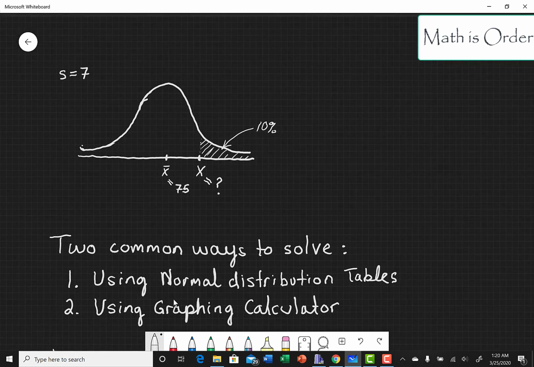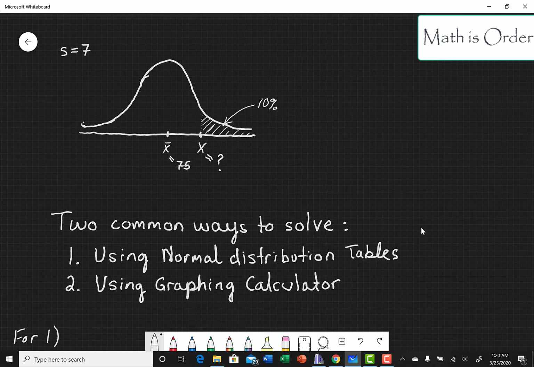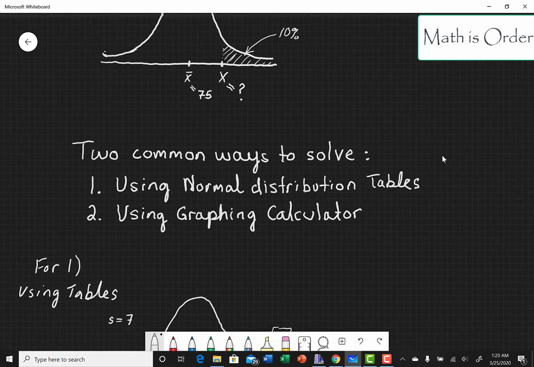The first way is by using a normal distribution table. Any instructor would probably provide you with these tables. These tables are not something you memorize. You just are given the tables and you can use them to solve these types of problems. Or you can use a graphing calculator. With the graphing calculator, no tables are needed. Let's try to solve this problem using both ways. Let's do number 1.